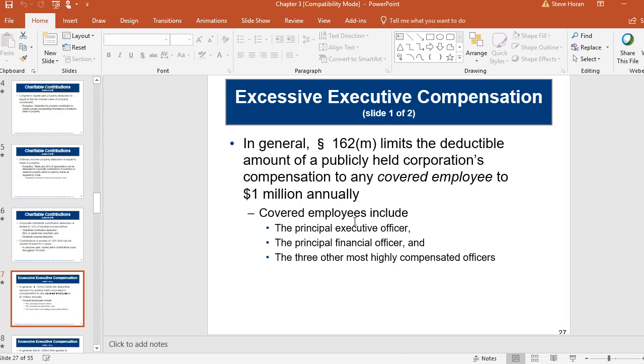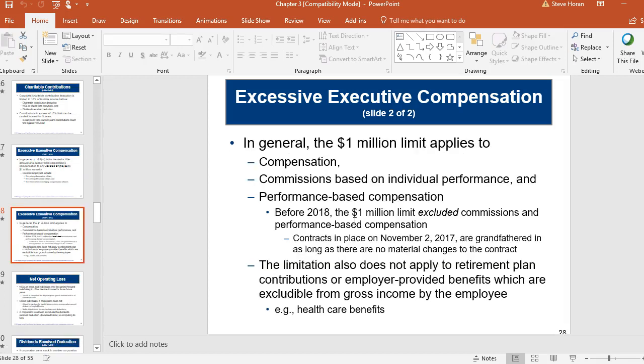This is for the principal executive officer, principal financial officer, and the 3 other most highly compensated officers. I give a nice little example of that on page 12. And this is based on all kinds of compensation: straight salary, taxable fringe benefits, bonuses, non-taxable fringe benefits, and so on. So all of those apply.